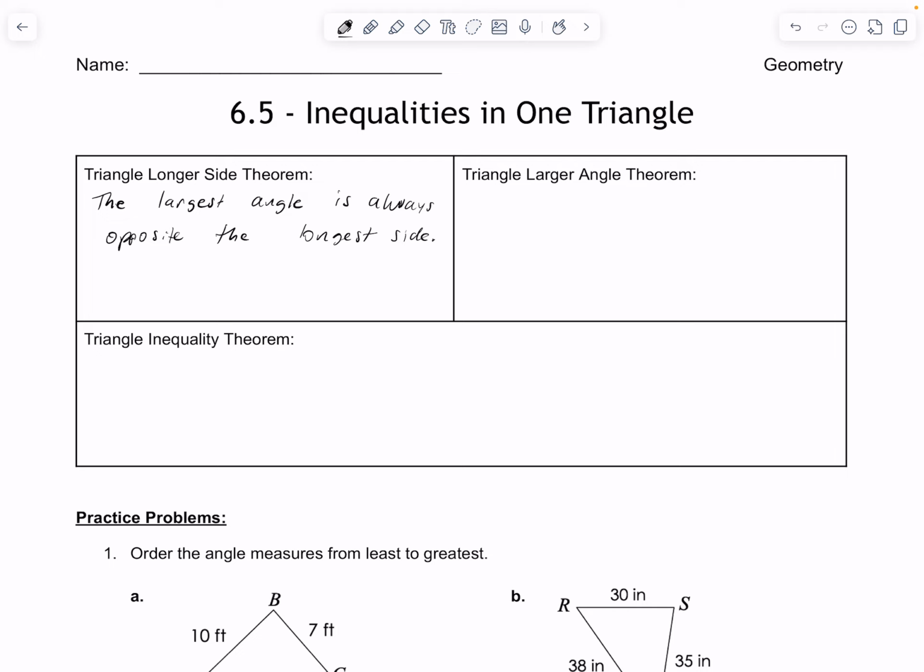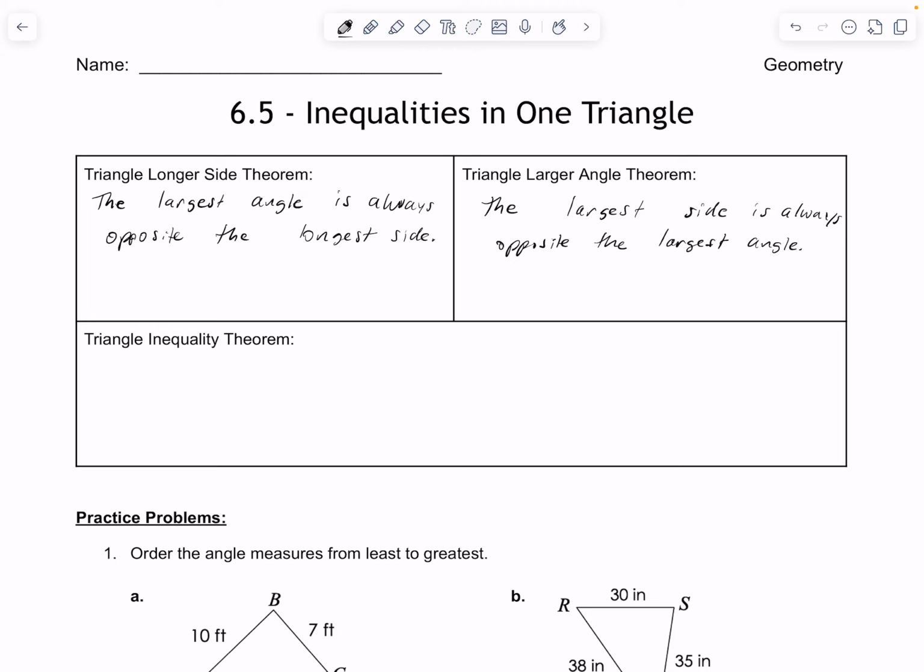Okay? And the triangle larger angle theorem is essentially the same idea, that the largest side is always opposite the largest angle. So the largest side is always opposite the largest angle. Now, this is also true for the smallest sides and the smallest angles. So we're focusing on the fact that if you have the largest angle or the largest side, those will be across from each other. But the same thing is true if you're talking about the smallest side and the smallest angle. Okay, now, the other inequality theorem is called the triangle inequality theorem.